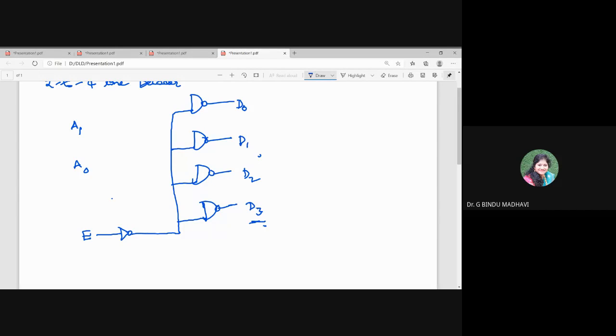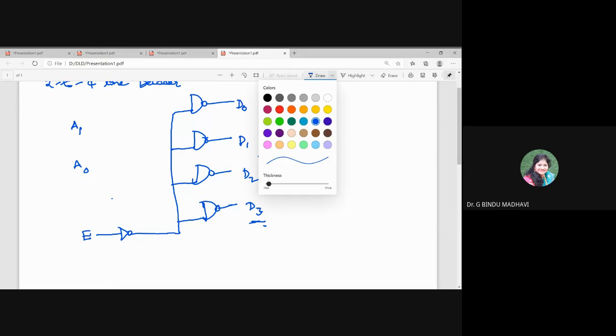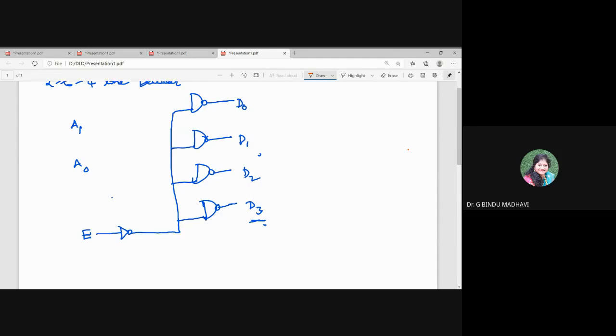Next thing. So this is D0. When will D0 be active? If you get the D0 output, what will the input combination be? 0 0. So I'm taking A1 complement and A0 complement.